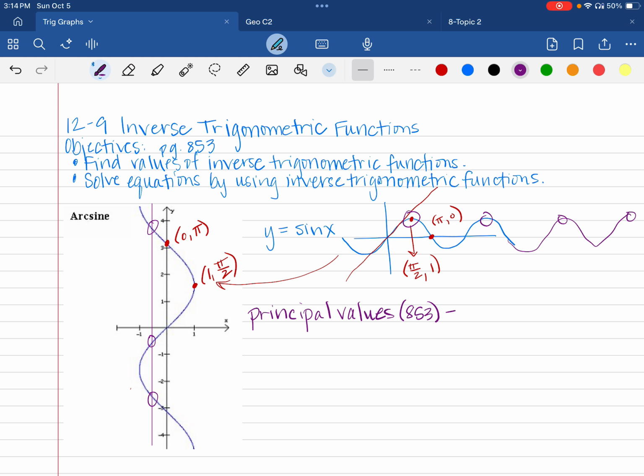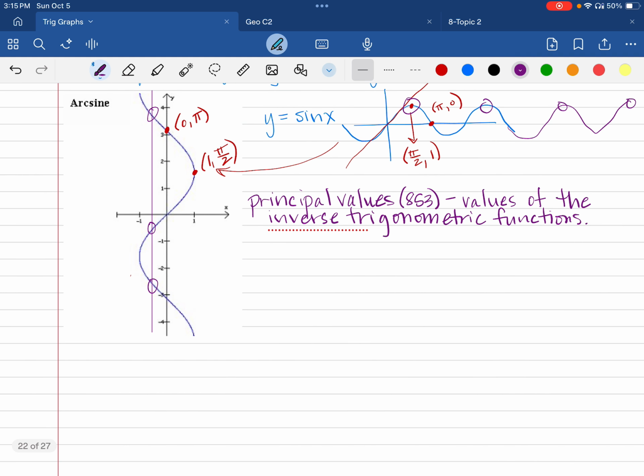So principal values are the values of the inverse trigonometric functions, and the way that we find these is going to be different, like I said, based on whether it's sine, cosine, or tangent. So we'll just make a list here. You can do this in your notes rather than in the vocab for this part.